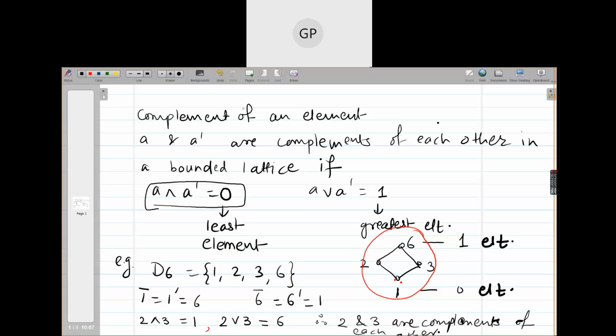Finished writing? Yes, ma'am. Okay. Now let us see D30. D30 हमने draw किया था, if you remember. 1, 2, 3, 5, 6, 10, 15 and 30. So please remember, this is the cubical structure. Whenever you have a Hasse diagram which shows a cube, then the complements you can find out using the locations of the vertices. How?